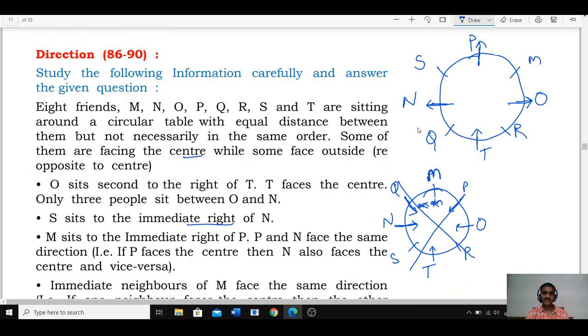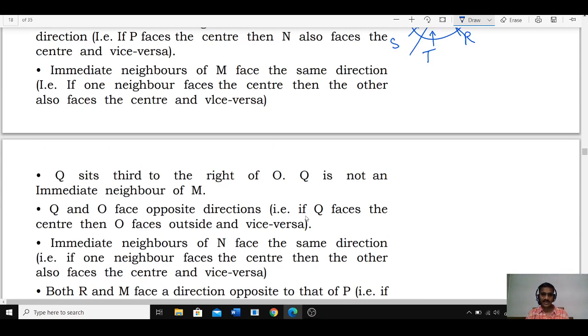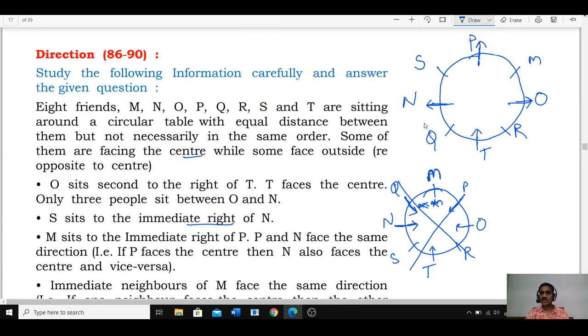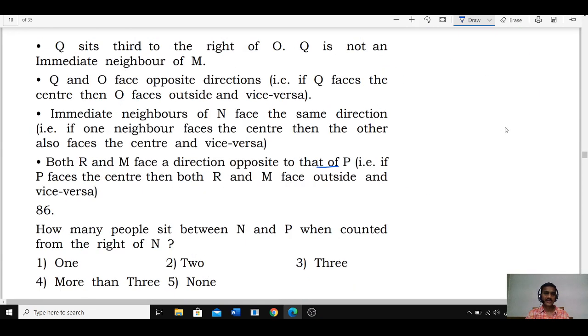Immediate neighbors of N are facing the same direction. Both R and M face the opposite direction to that of P. P is away, so R and M are facing towards the center. Clear? Then any other information here?